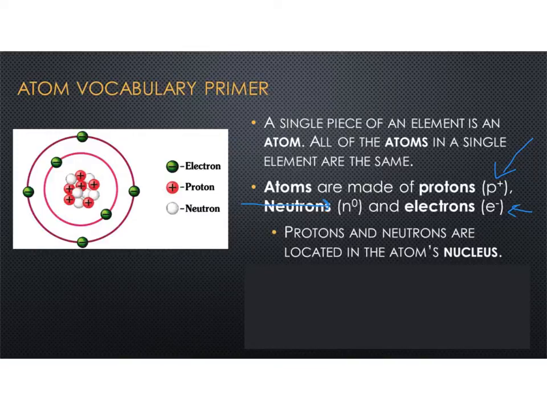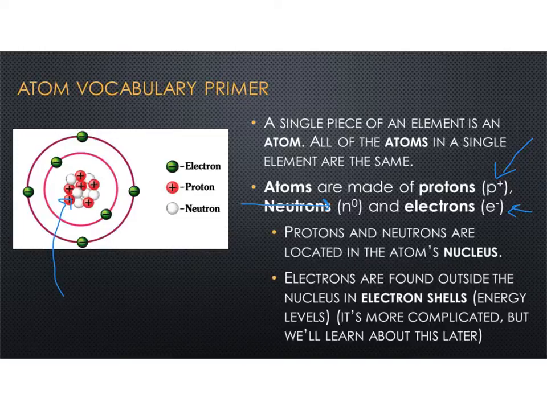The protons and the neutrons are located in the nucleus of the atom, right there. And the electrons are found outside of the nucleus, buzzing around in what we call electron shells or energy levels. It is way more complicated than that. We're going to get into it later, but it's even more complicated than what we'll get into later. But it is complicated. So if we look at this model of the atom right here, you've got your nucleus that I've already pointed to that has the protons and the neutrons. Your electrons are buzzing around.